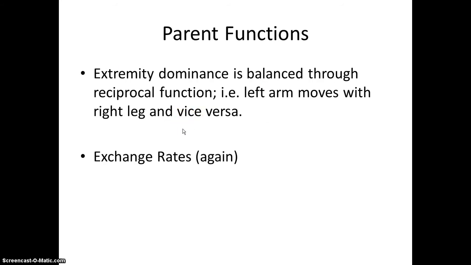Extremity dominance is balanced through a reciprocal function, like your left arm moves with your right leg and vice versa. Think about when you walk: opposite arms, opposite legs. And then again, exchange rates: if I have the euro as a function of the dollar, then I could go vice versa and make it the reciprocal function.